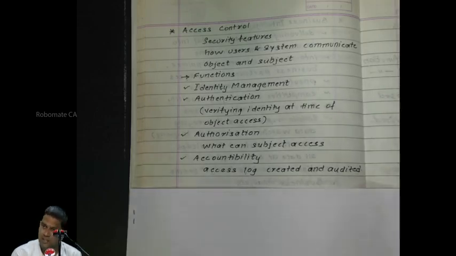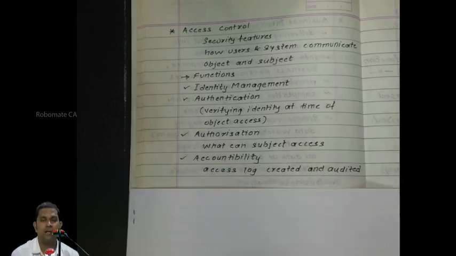Here the system means the server and user means the client. So how a user is communicating with the system, that has been defined. One needs to understand the concept of object and subject. Subject is the person who is accessing various resources of the system. An object is nothing but the resource which is being accessed by the subject or by the users.